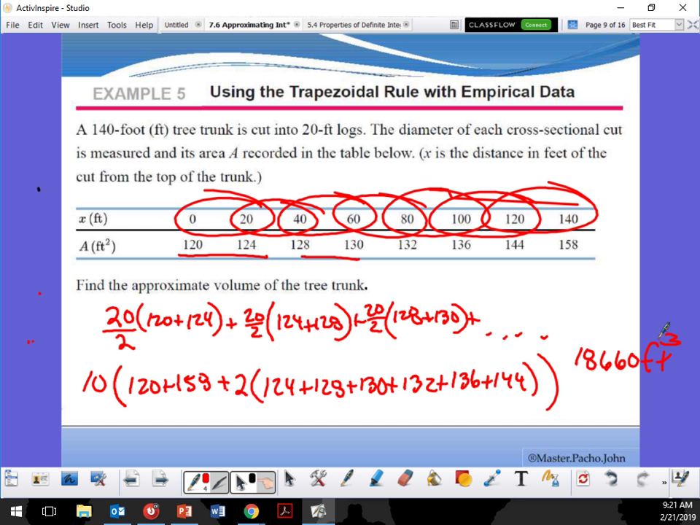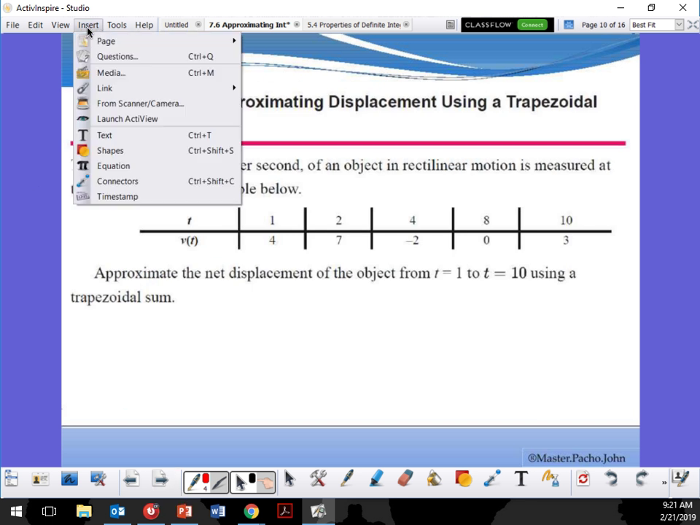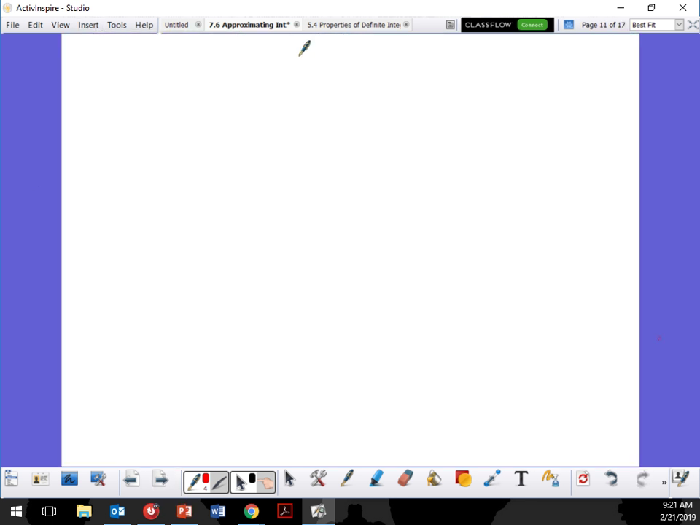Do you want me to convert this into miles? Yes. Okay, because you would. For the conversion, it's this. Do you want to do the math on it? Let's do the math on it. So it's 18,660 feet cubed, right? I don't want feet anymore, right?